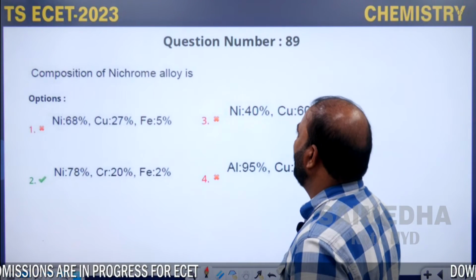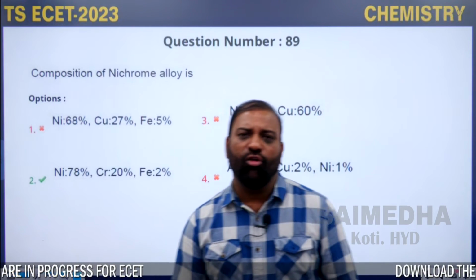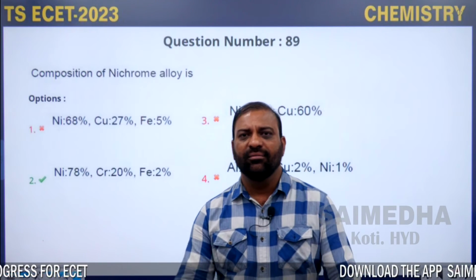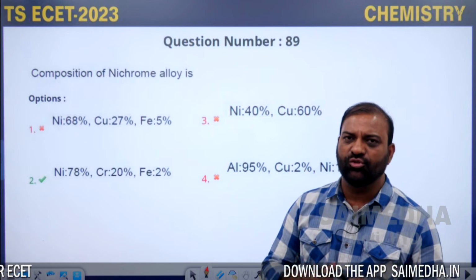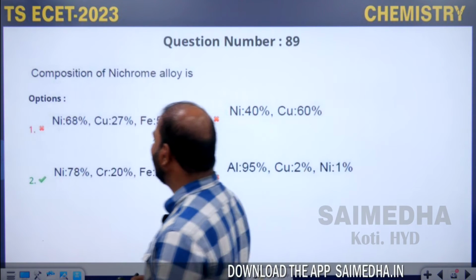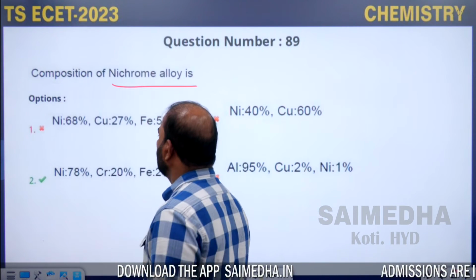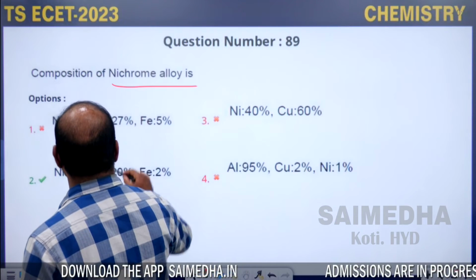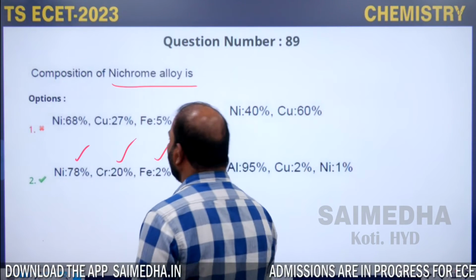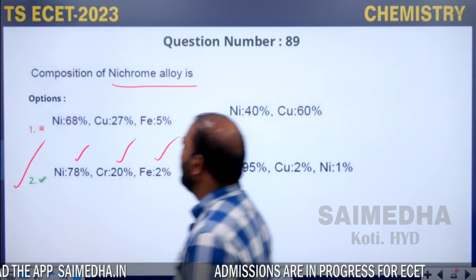The composition of nichrome alloy is, generally, nichrome is an alloy which is used in what? Simply heating elements, soldering irons. So in heating elements generally we use nichrome alloy. Nichrome is a composition of what? Nickel 78%, chromium 20% and iron 2%. Option 2 is the right answer.